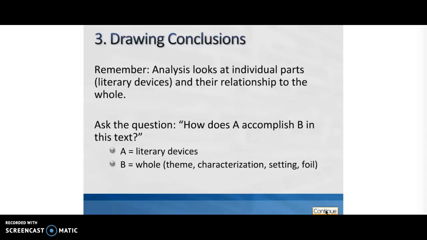A good question to ask when you start making conclusions is, how does A accomplish B? In this question, A stands for the literary device or devices that you've identified, and B stands for the whole. In the next slide, we'll look at how this question can be used when analyzing the parable of the prodigal son.